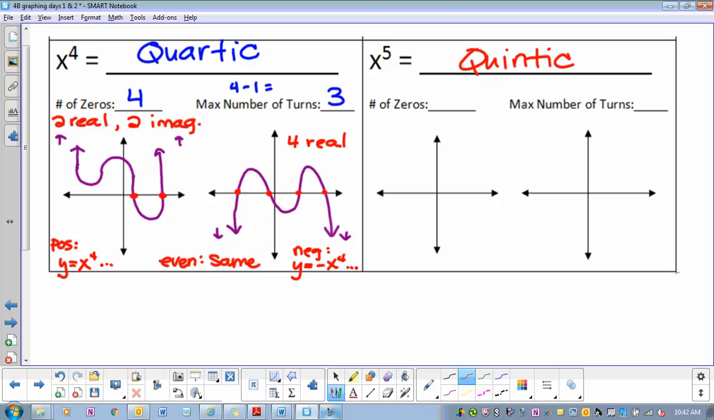All right. So, number of zeros. How many zeros does a quintic function have? 5. So how many turns? 4. Good. All right. So guys, is this an odd or an even function? Odd. So what does that tell me about the end behaviors? Good. All right. So let's set it up. We have our positive, y equals a positive x to the 5th, dot, dot, dot. And then our negative, y equals negative x to the 5th, dot, dot, dot.